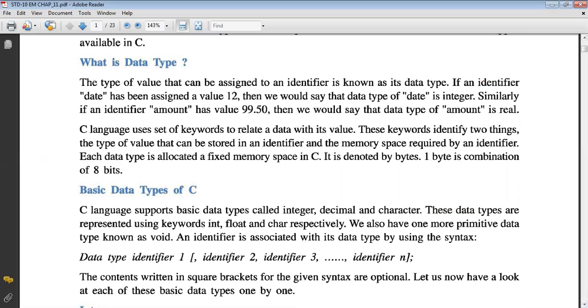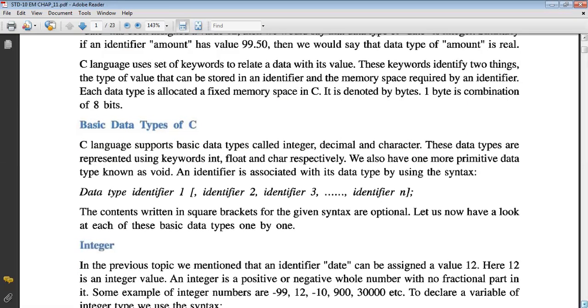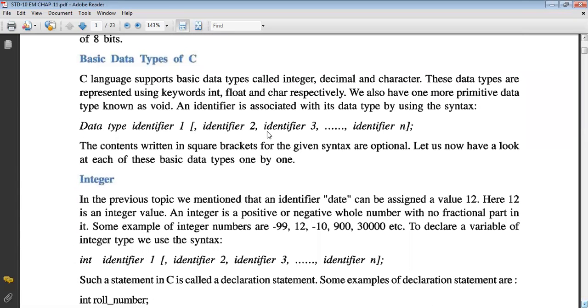Now we are going to see the basic data types of C. C language supports basic data types called integer, decimal, and character. These are the basic data types of the C language. These data types are represented using the keywords int, float, and char. For integer we use int, for decimal we use float, and for character we use char respectively.